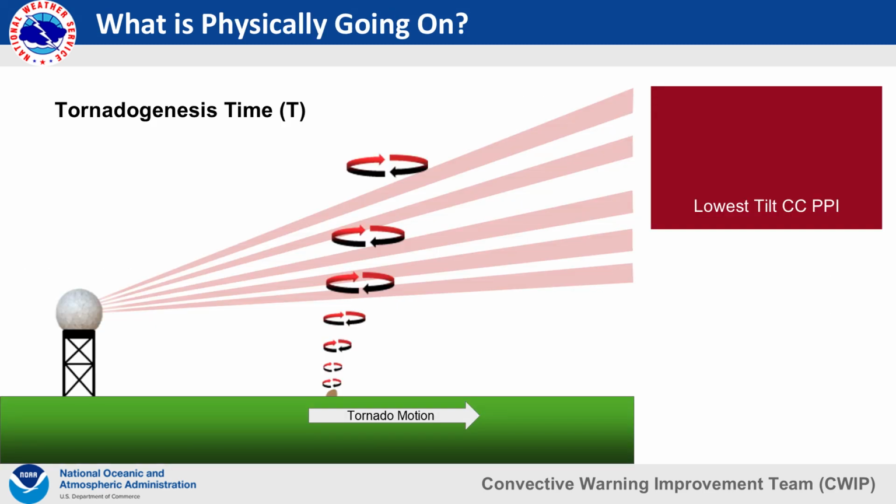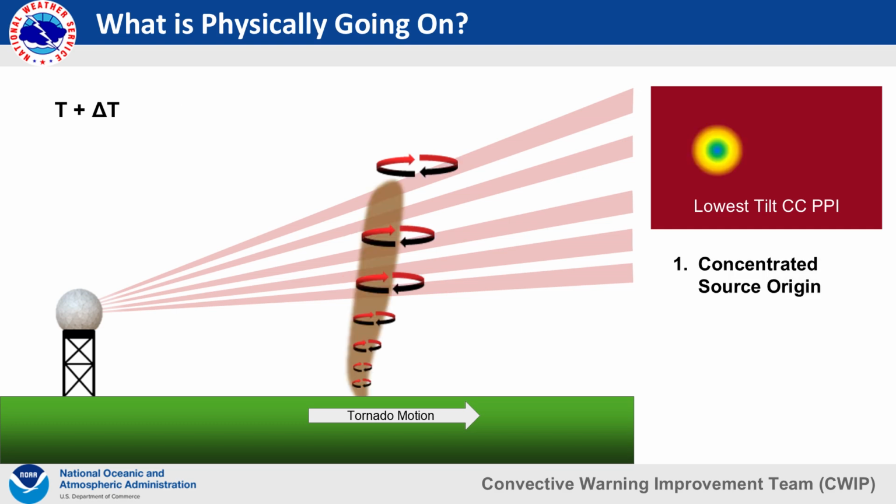So standing back for a few seconds, let's think about what we are really sampling when it comes to a TDS. In this case, we have our hypothetical tornado right at the moment of tornado genesis in the center of the screen that is very well sampled by an 88D. And at this very moment, no TDS is visible by the radar. Initially, the tornado debris rises very quickly within the tornado vortex, and it appears in a very concentrated semicircular CC minimum on the lowest radar tilts.